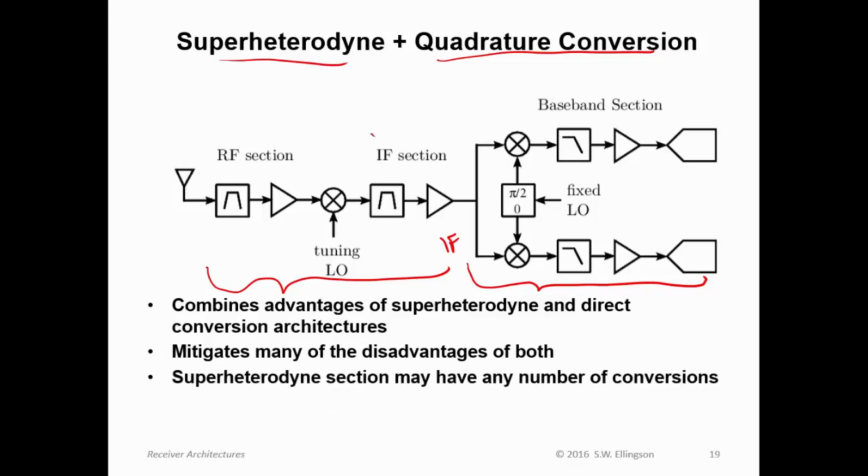And finally, I should point out here, I'm showing superhet architecture with just one frequency conversion, but in fact there could be any number of frequency conversions there. It could be up, down, and so on. The idea here is simply to combine superhet for the first few stages with a direct conversion for the final stage.